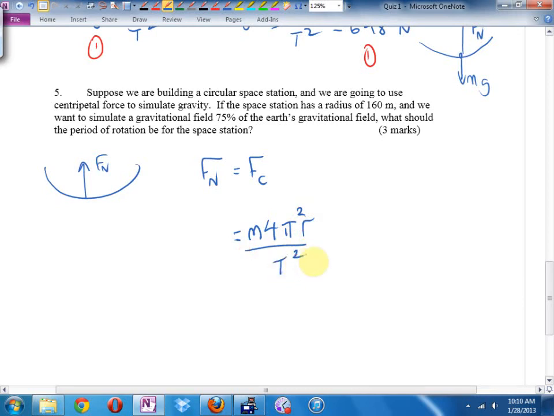And as you've heard me say many, many times, I don't know the normal force. Except this time I can't say, oh, but look, I know another force the same size as the normal force, because looking at my diagram, I only got the normal force. But in the word problem, they told me they want this to be 75% of gravity.